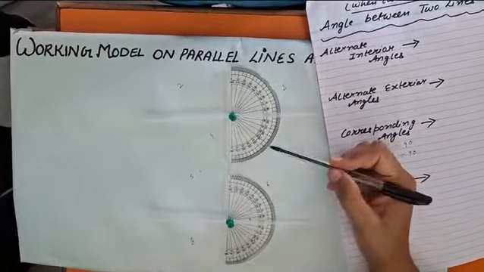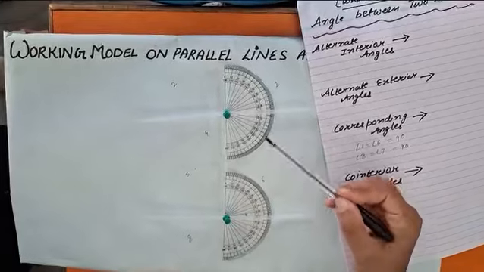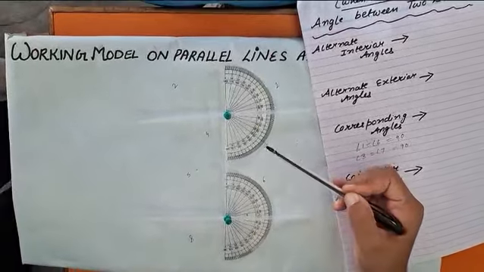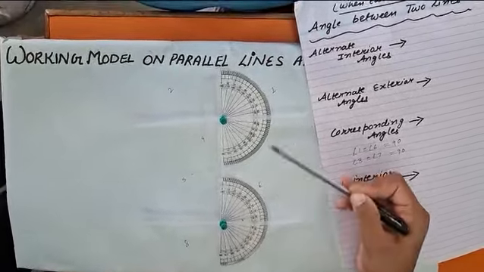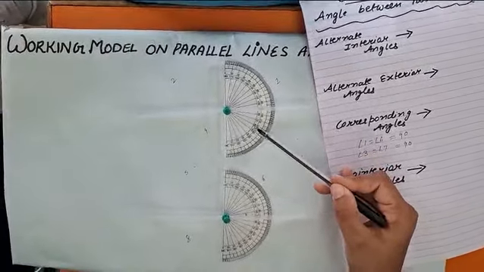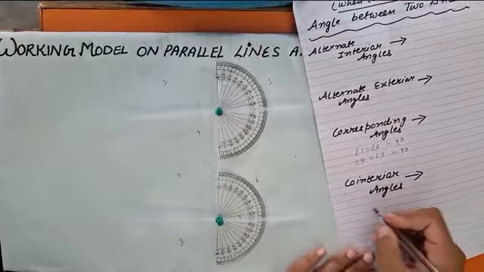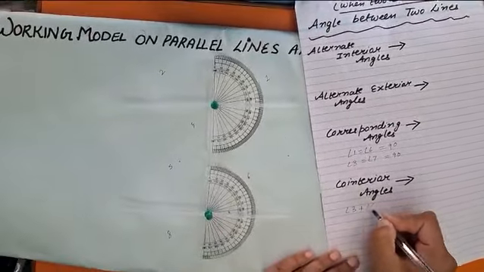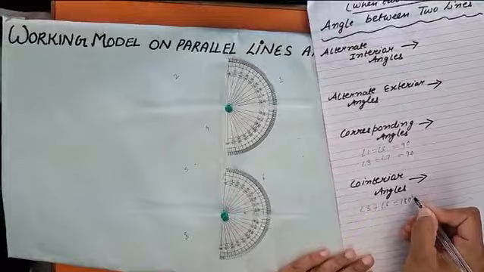If we talk about co-interior angles, angle 3 and angle 6. This is a pair of co-interior angles. Observe the sum: 90 plus 90, 180 degrees. So angle 3 plus angle 6 is equal to 180 degrees.